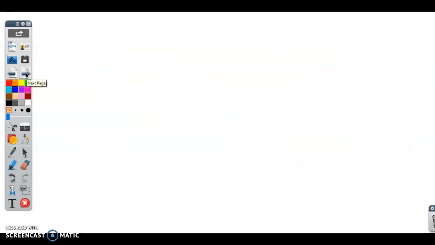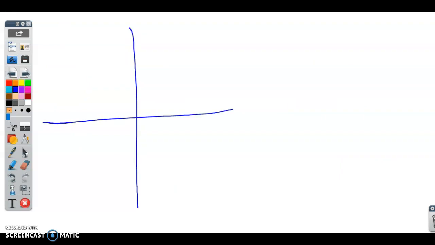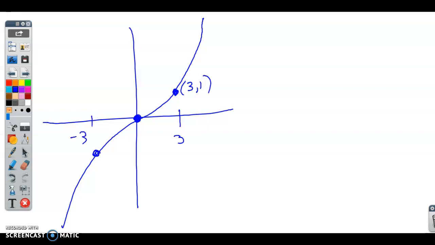For odd functions, for example, a cubic like x cubed, the graph would look like something like this, right? It's got to go through the origin though. Okay, just pretend like that does. So if I plug in 3, I get 1 over here, so (3, 1). And if I plug in negative 3, I get negative 1. Okay, so that's an odd function. So when I change the input to the negative value, I end up getting a negative output.